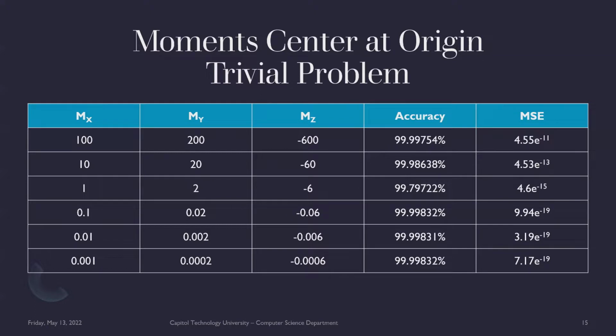There are a few things to note from this table. First, the accuracy of the method on the trivial problem appears to decrease as the moment values increase. This can be addressed by adjusting the learning rate for the model. It can be seen that the accuracy remains extremely high in the worst case, with the model being accurate above 99%.